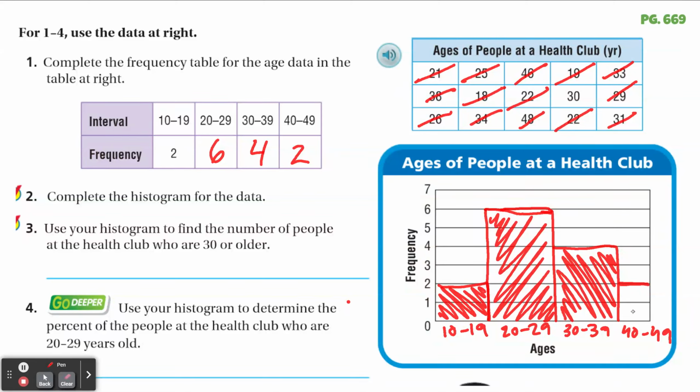And obviously my histogram and my bars are not perfect. So don't worry if yours aren't either. So that's question 1 and question 2.